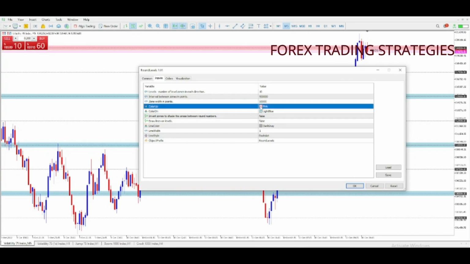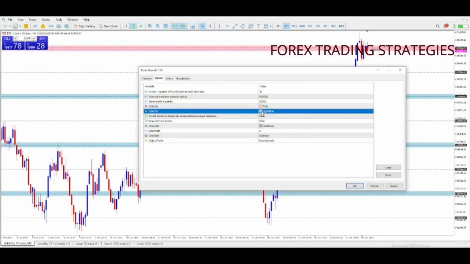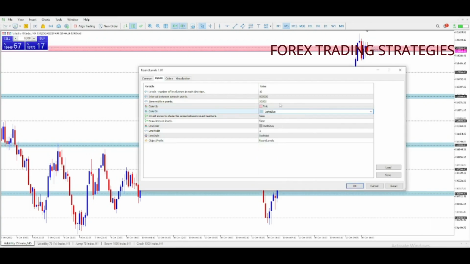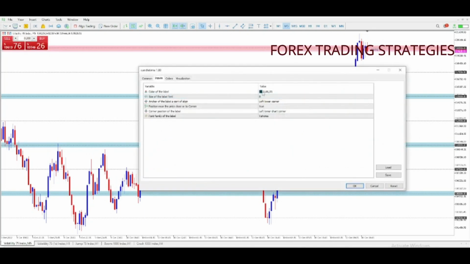Then color up, you can set whatever you want. Maybe you want red. I prefer pink. I think it's good on my eyes. The color down, you can set to blue or lime, whatever rocks your boat. Then just leave these ones as false, maybe dark gray, line width 1, and just leave everything else as I've left it there, and okay.